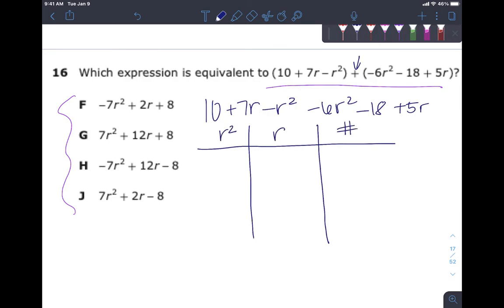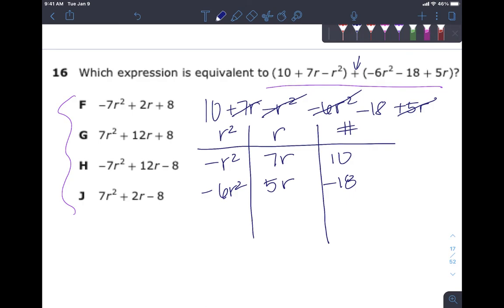So I'm going to do r squared, r's, and numbers. So negative r squared, negative 6r squared. I'll cross those off. 7r, 5r. Let's cross those off. Positive 10, negative 18. Okay, so now I'm going to go ahead and start combining like terms.